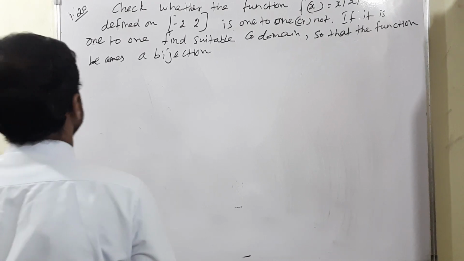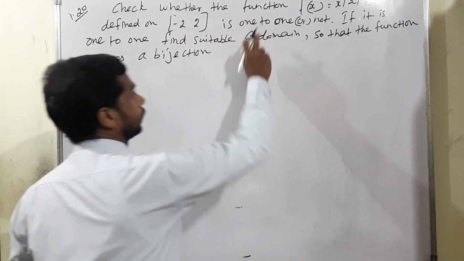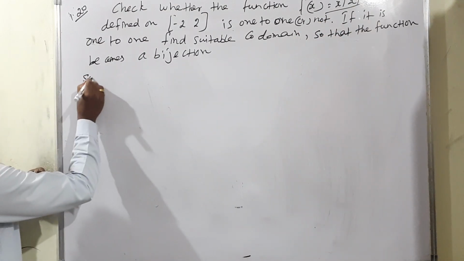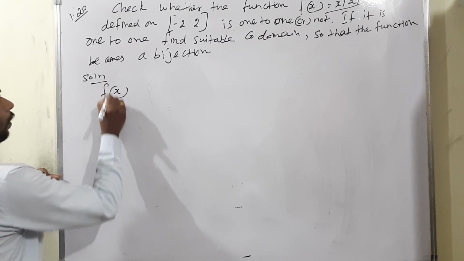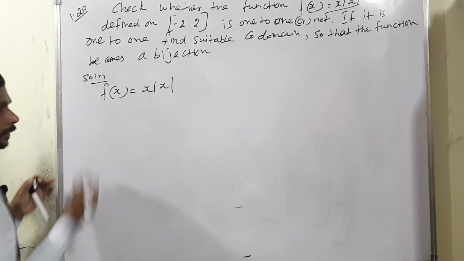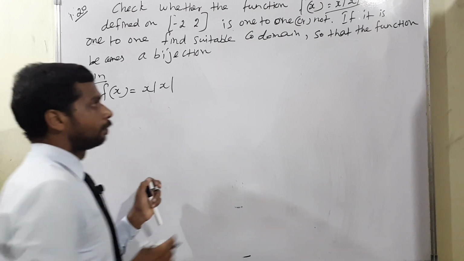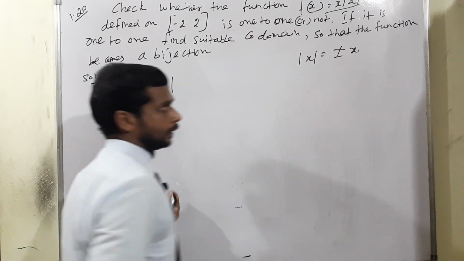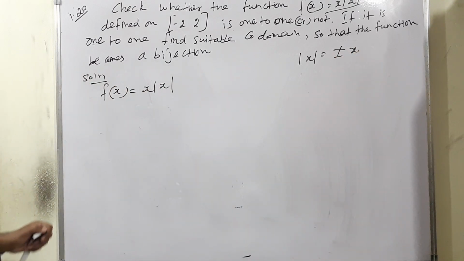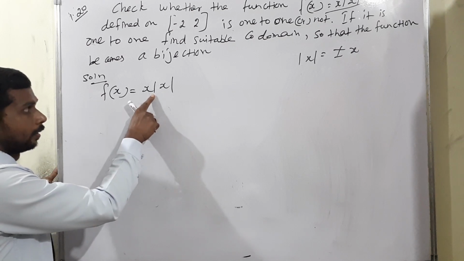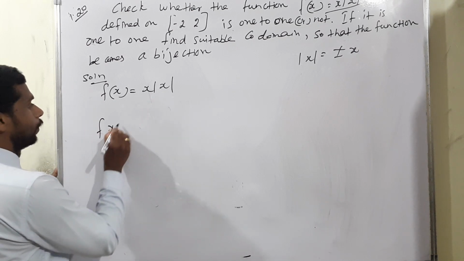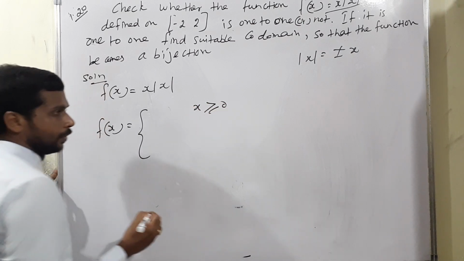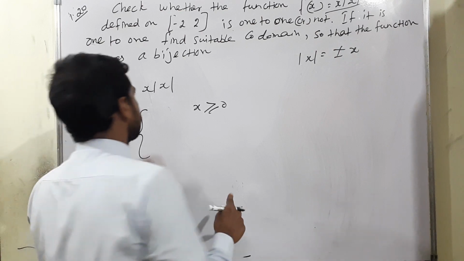Moving to example 1.20. Check whether the function f(x) = x mod x is one-to-one or onto. Solution: f(x) = x |x|. What is the meaning of modulus of x? If you remove the modulus, it means plus or minus x. So plus or minus x means we can write it in two different categories. The first one: f(x) = x |x| when x is greater than or equal to 0, that is the positive value.